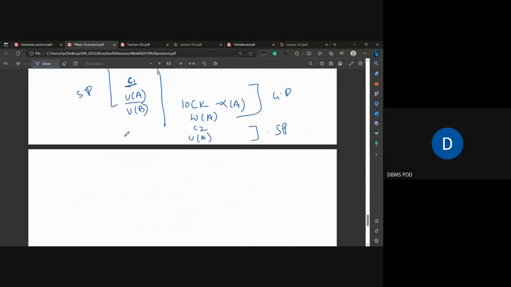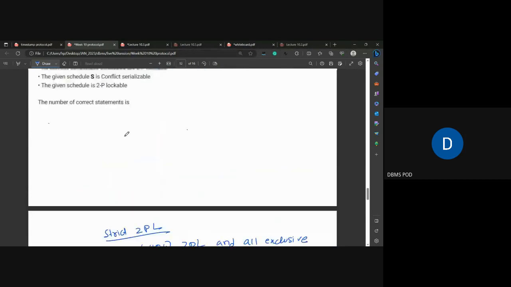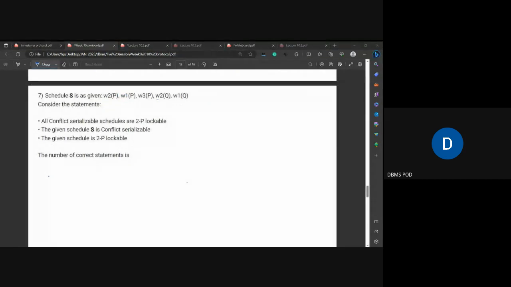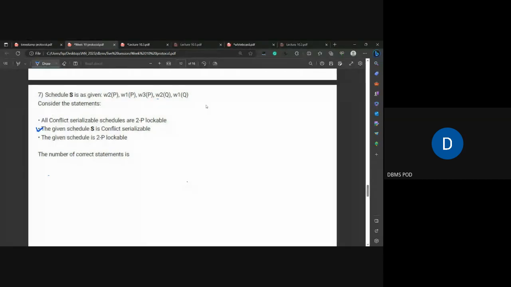Okay, now I'll give one problem. This rule is given. First solve this: the given schedule is conflict serializable or not. Then after that, solve this: the given schedule is 2PL lockable or not. So first solve this. I'll wait one or two minutes. You can solve.